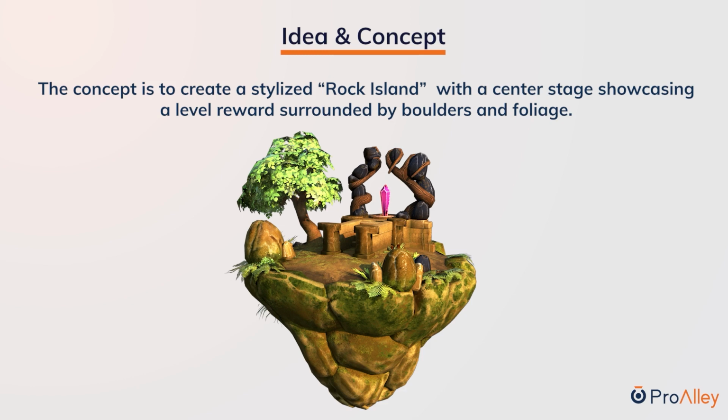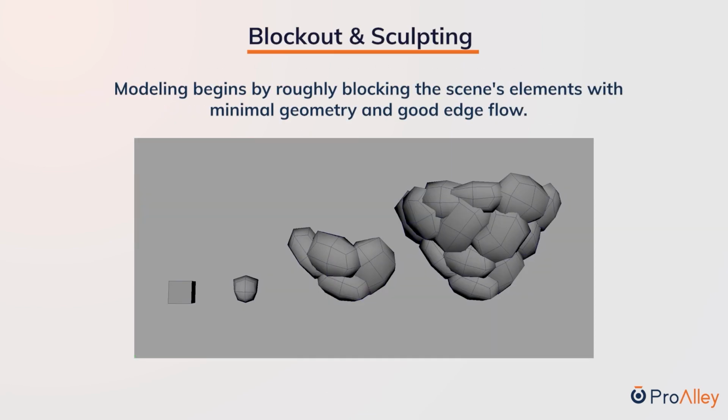3D modeling is the process of shaping our model according to an idea. In this case, rock island. One of the most important stages of asset development is modeling. It will begin by rough blocking the scene's elements with minimal geometry and good edge flow.